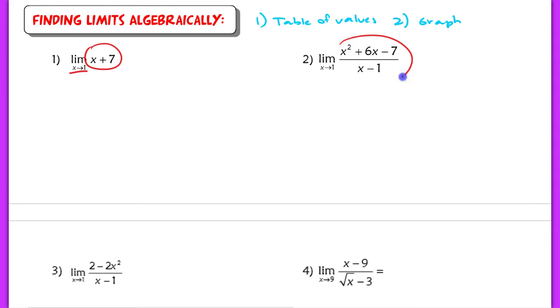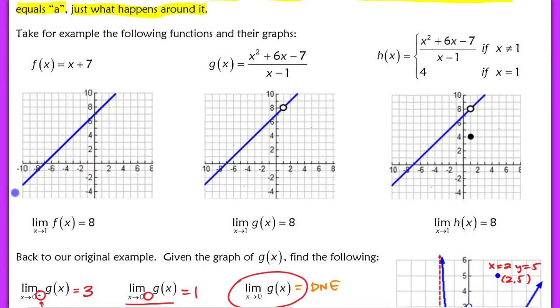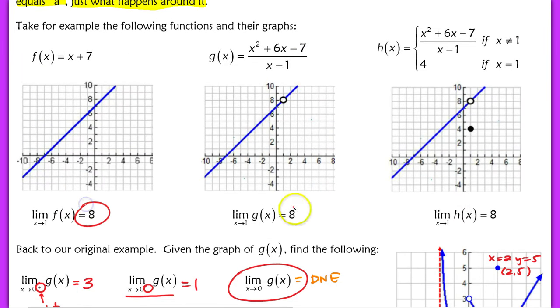Okay, so we've already found the limit of this function here as x approaches 1, and we found the limit of this function here. Those are the graphs above. So let me go up to them. Here's the graphs right, whoops, just past them right here. We saw that the limit was 8 and 8 here.